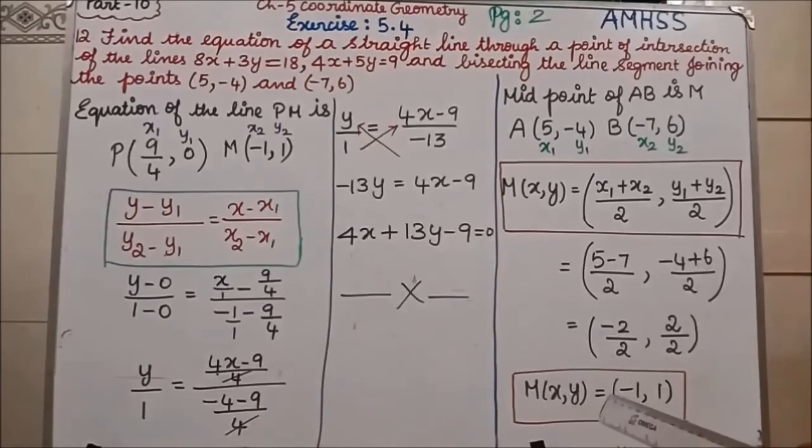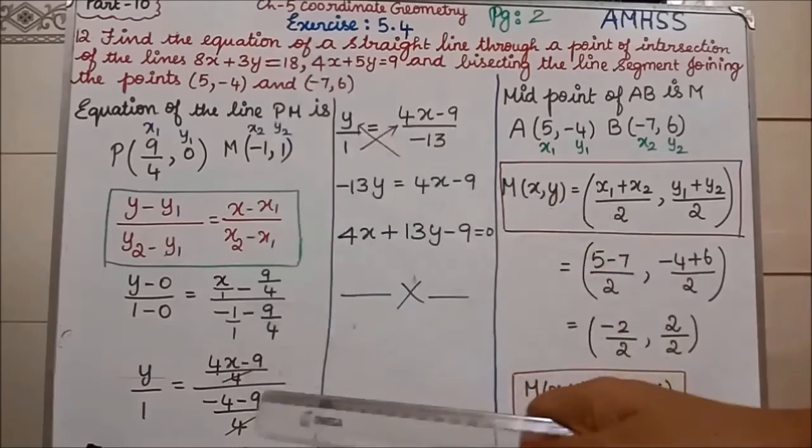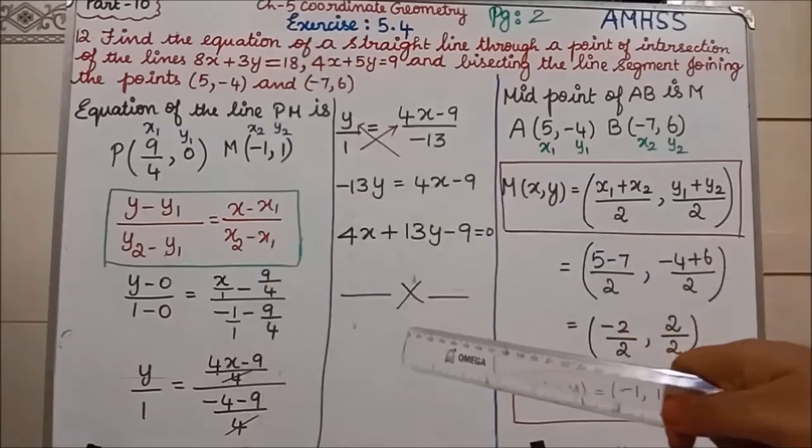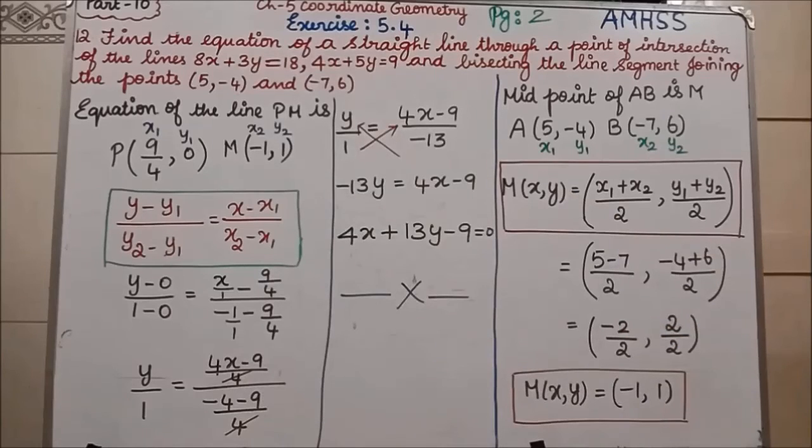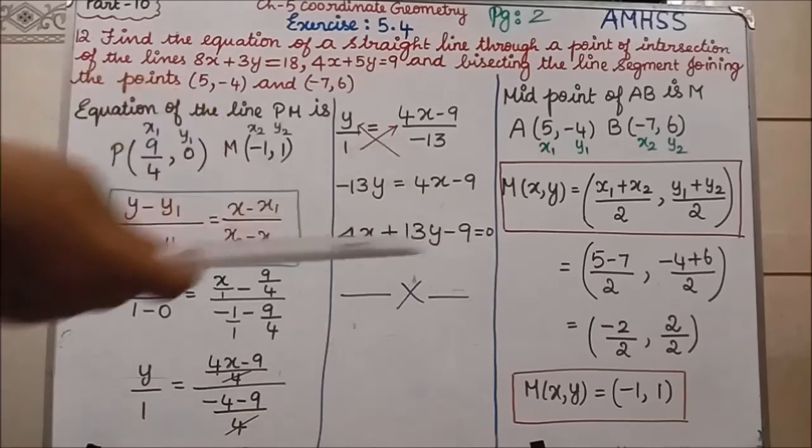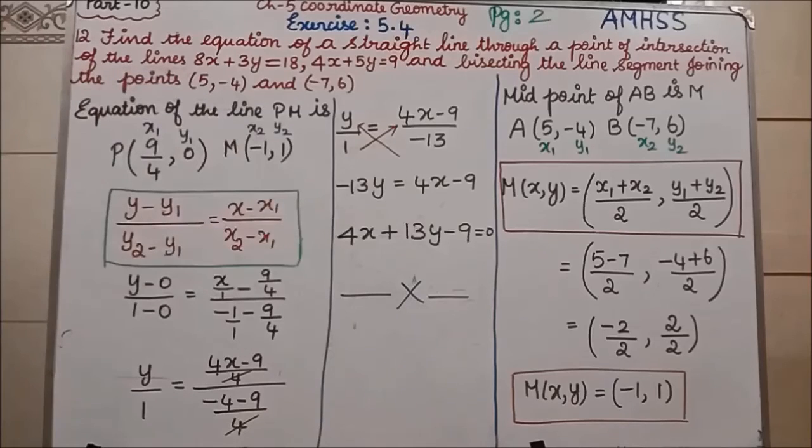See here, M(x, y) = (−1, 1). Up to this we have found, isn't it? The remaining problem I have done here, that I am going to explain now. The equation of the line PM: the P point we already found, isn't it? What is the P point we have got? (9/4, 0). The M point we have got there is (−1, 1).